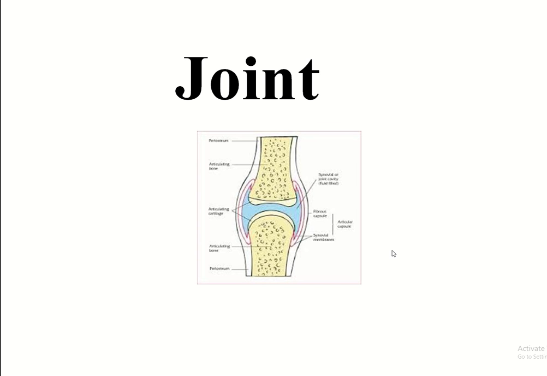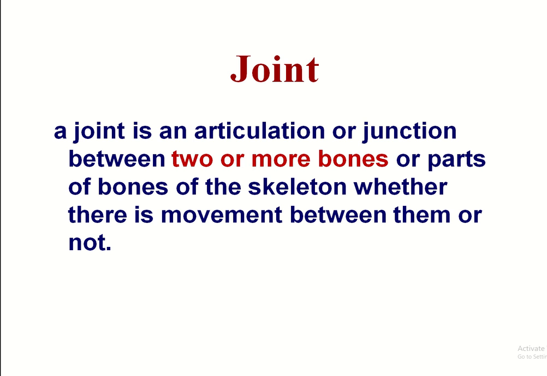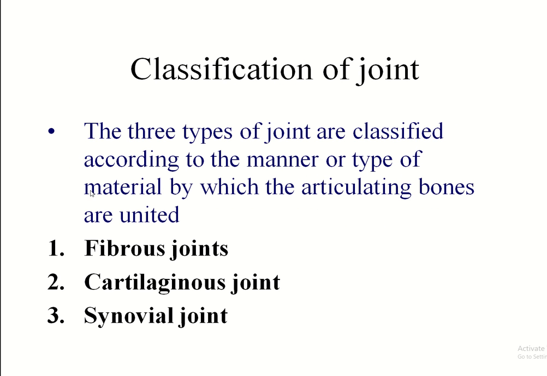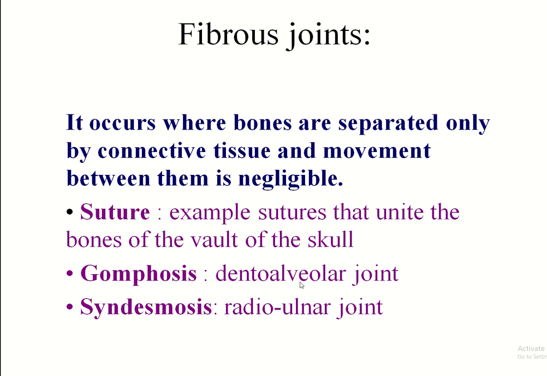In this video I discuss the general anatomy of joint. Joint is the articulation or junction between two or more bones or parts of bones of the skeleton, whether there is a movement between them or not. Three types of joint are classified according to the manner or type of material by which the articulating bones are united: fibrous joint, cartilaginous joint, and synovial joint.